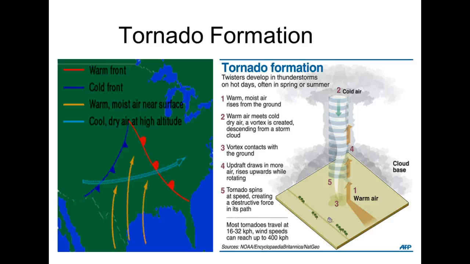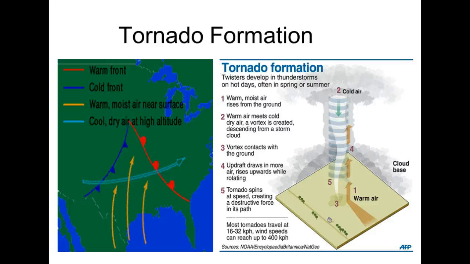Step 2, this warm air rising meets cold air now sinking, normally from a fast-moving cold front. That should make sense as well, and forms a vortex, which is a descending column of that cold air. Now, in step 3, this vortex finally contacts the ground. Yes, where the warm, moist air is. Then in step 4, another updraft of warm, moist air rises and is now rotating because of these temperature differences and forms what we call a funnel cloud.